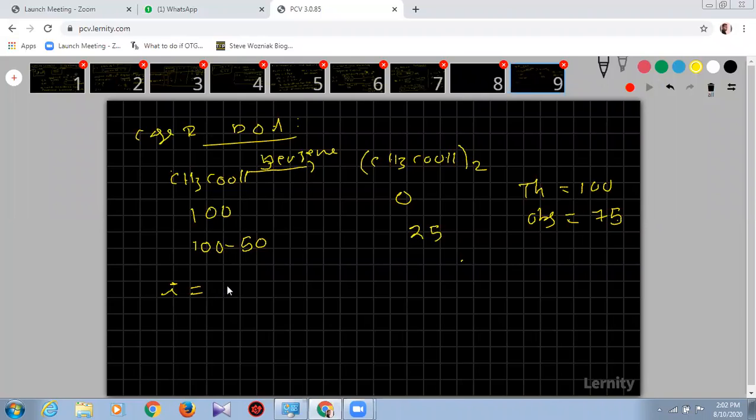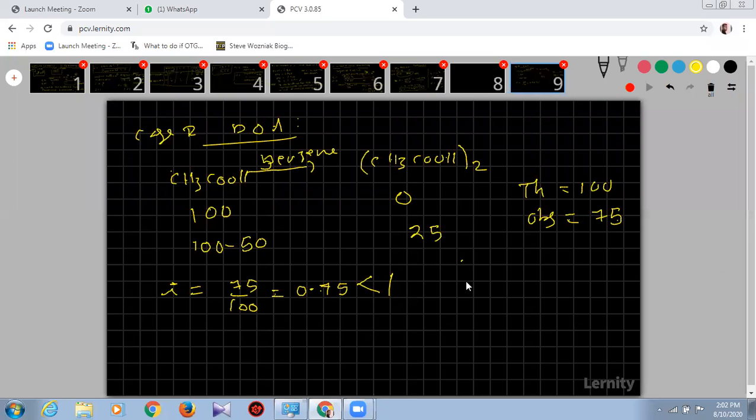Now i is equal to what here? Observed colligative property by theoretical property, that's why 75 by 100, which is equal to 0.75. Got it? Hope you are clear with this. So 0.75, is it more than 1 or less than 1? Less than 1. That's why in association, the i value always should be less than 1.